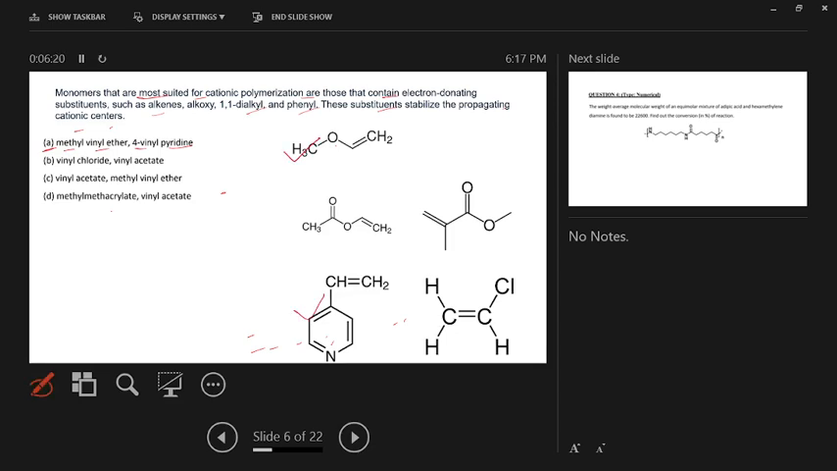Now we will discuss some more molecules, like vinyl chloride. This is vinyl chloride. When N plus reacts here, the positive charge will be here. But chlorine is an electron withdrawing group, so it will not stabilize this carbon cation.